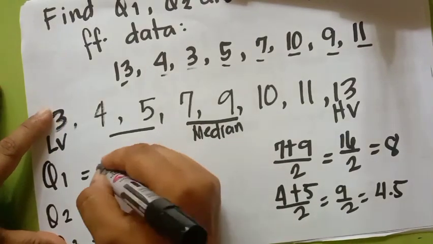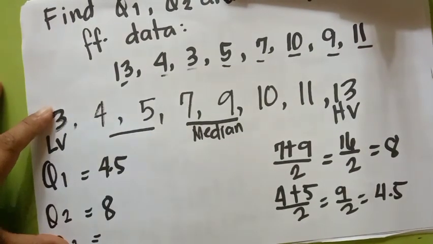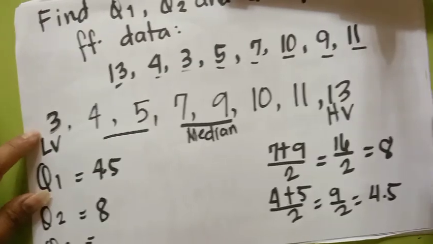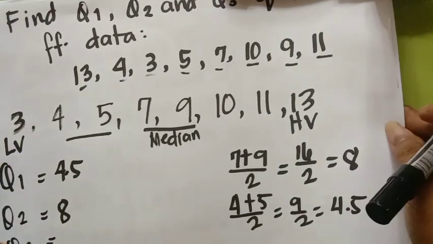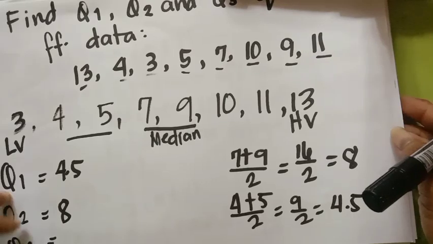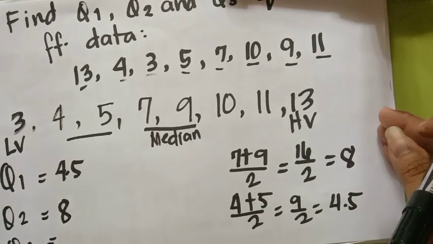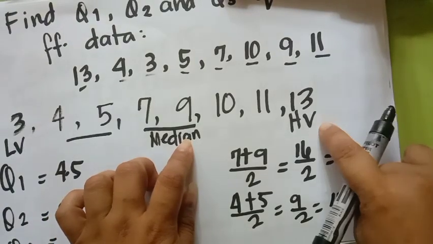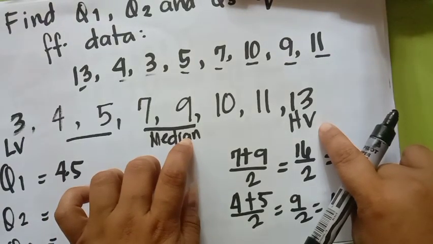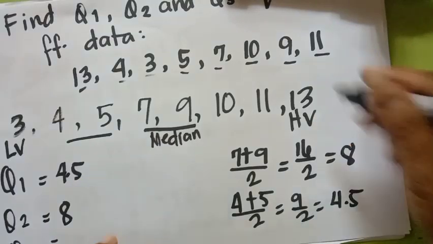So, therefore, our Q1 is equal to 4.5. How about the third quartile or Q3? The third quartile is the middle value between the median and the highest value. So, ano yung nasa pagitan ng median and the highest value?